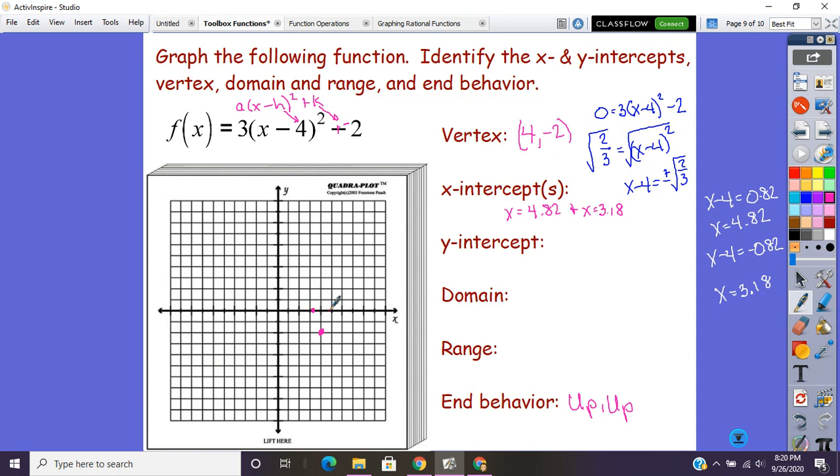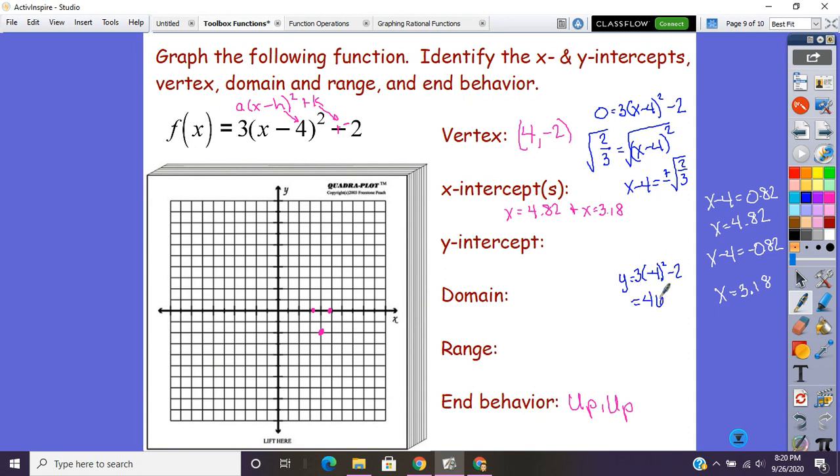4.82 is going to be over here, which looks good because then our vertex is in the center. Now let's find our y-intercept. To find our y-intercept, we're going to plug 0 in for the x. That means I'll have y equals 3 times (0 minus 4) squared minus 2. Negative 4 squared is 16, times 3 is 48, minus 2 is 46.